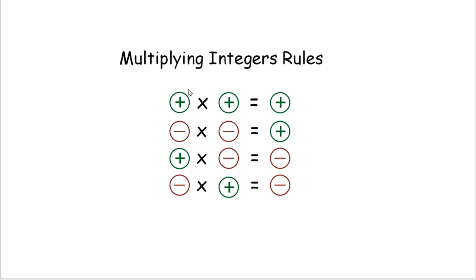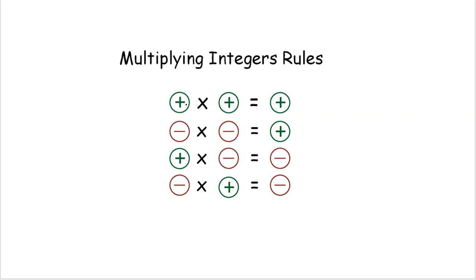So when you have a positive and you multiply that by another positive, your answer will always be positive. If you have a negative integer multiplied by another negative integer, your answer will always be positive. If you have a positive integer multiplied by a negative integer, your answer will always be negative. And if you have a negative integer multiplied by a positive integer, your answer will always be negative.